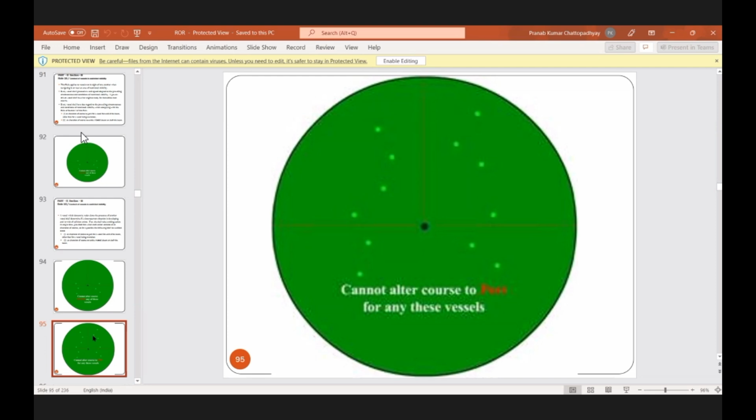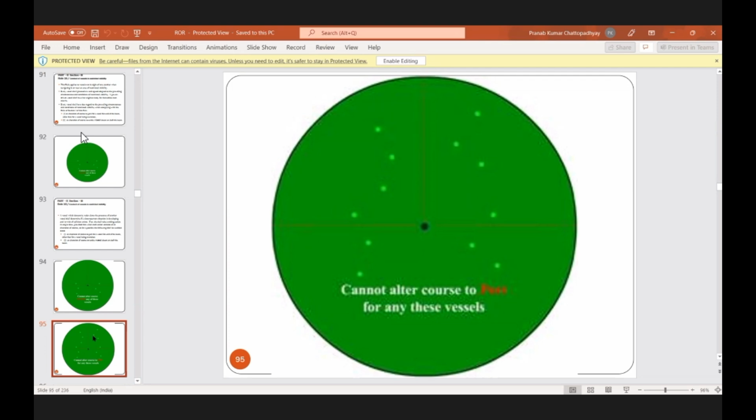So, it is only talking about port. But look at it, so many vessels on the starboard are also there. And if you have to take any avoiding action with any one of these vessels for which you have to alter course, can you alter course to starboard? Yes or no? Yes, sir. Okay, how are you saying yes, sir? On what ground? What is the logic? Sir, yes, because for any avoiding action, it is said in this rule we cannot alter to port, but we can go to starboard as far as possible. Otherwise, we can reduce the speed. The restriction is only on the port side.